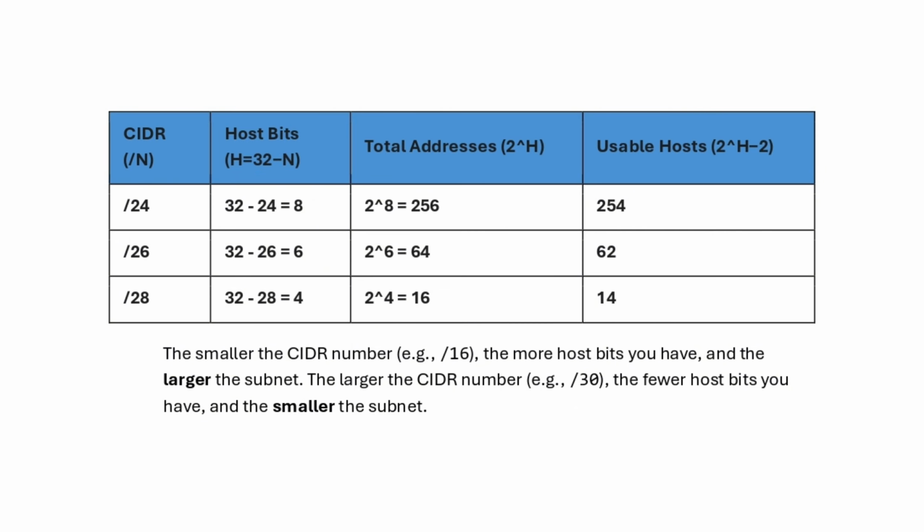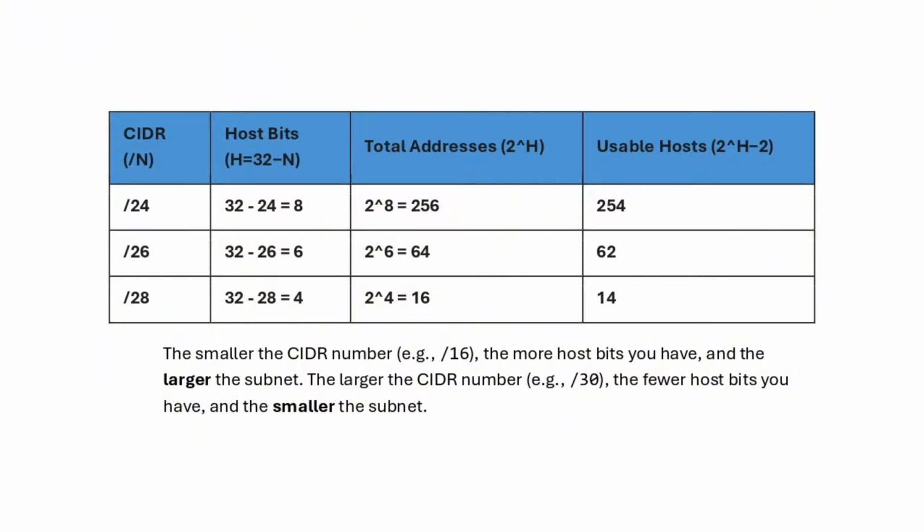So the host bits would be h equals 32 minus 8. So 8 would be 2 power h. H is what we got from the host bits, 2 power 8, which equals 256. So the total addresses is 256, and minus 2 of that would be the usable hosts, which is 254, and so on for other CIDR notations as well.